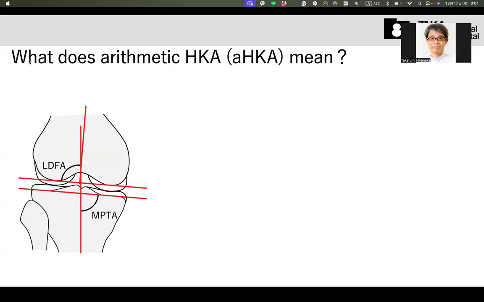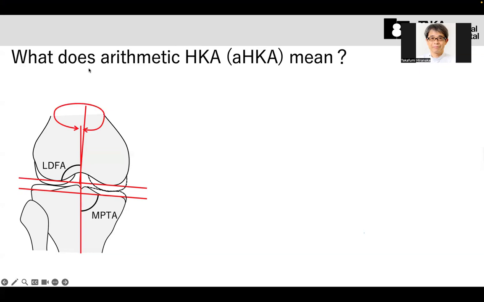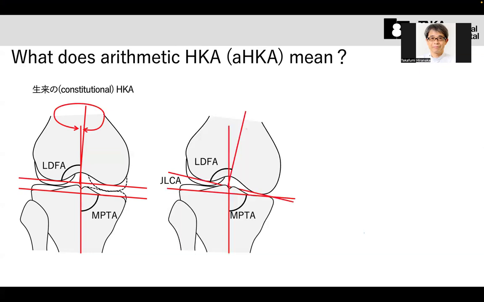But normally HKA includes, like this, the native HKA. When the patient has intact cartilage, the femoral and tibial joint lines are parallel to each other. So the HKA in this situation means the patient's native or constitutional HKA.